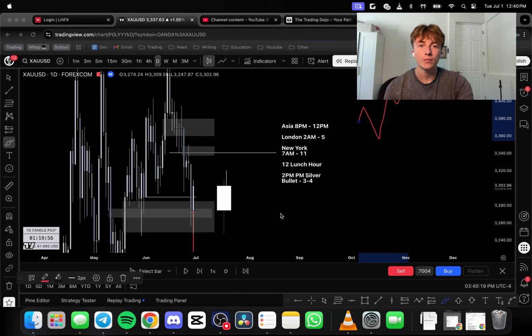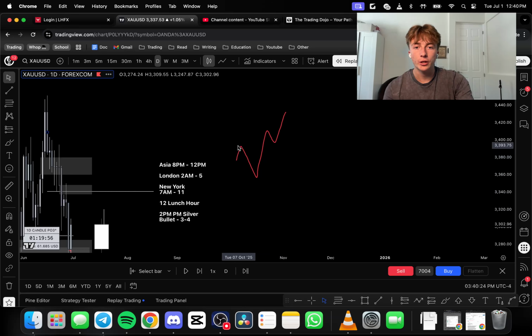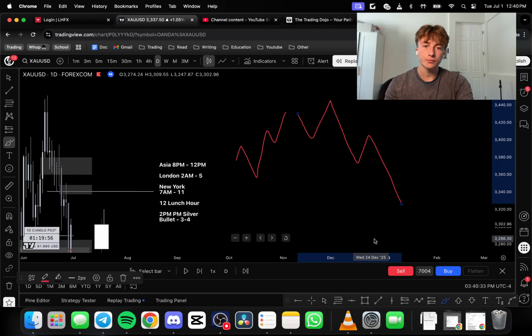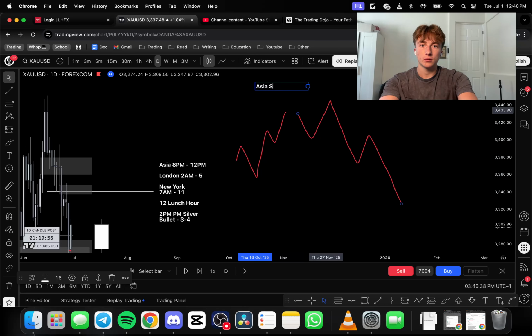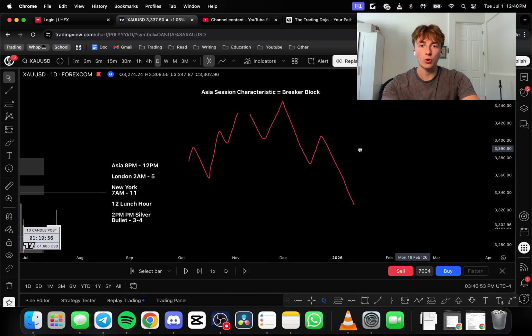Why did that seem so complicated to me right now? We get a high, we get a lower low, and a higher high, okay? In a bullish scenario, and in a bearish scenario, we get a low, we get a higher high, and then we get a lower low. So this is the Asia session characteristic. And it's typically associated with the breaker block. And in my case, I like to use the breaker block with an IFVG to be able to get into the trade before it actually happens.